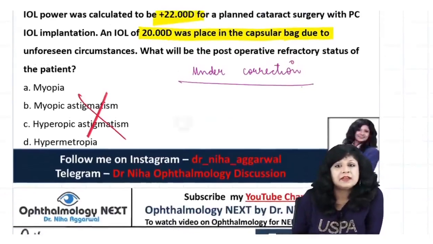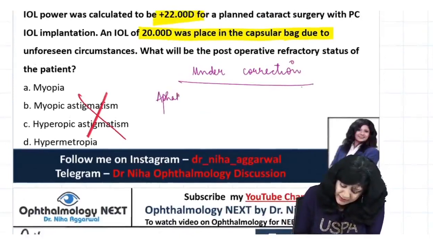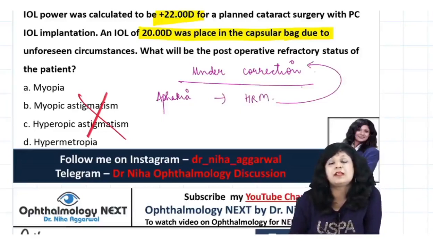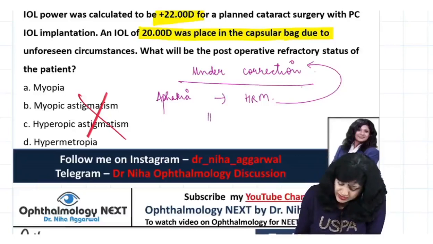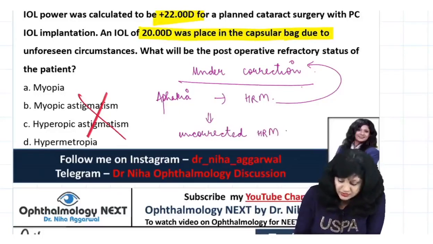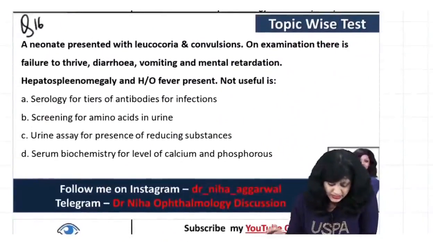So what is happening? Aphakia is a condition of hypermetropia, and instead of plus 22 diopters you are giving just plus 20, so you are doing an under correction of hypermetropia. Therefore there will be some amount of uncorrected hypermetropia in this patient. So the answer to this question will be hypermetropia. Is that very clear?